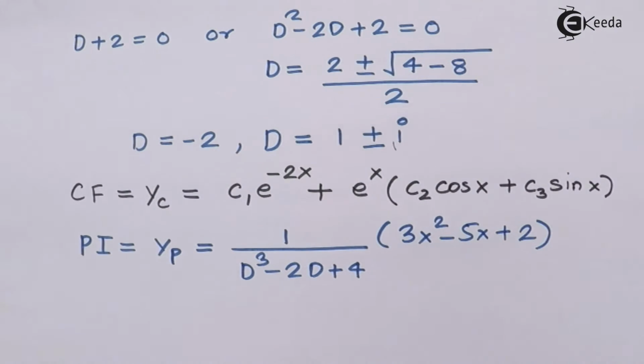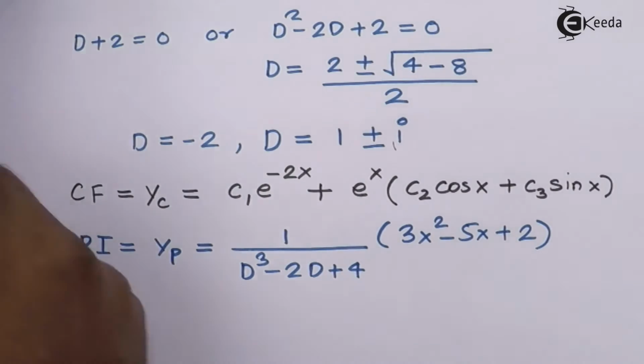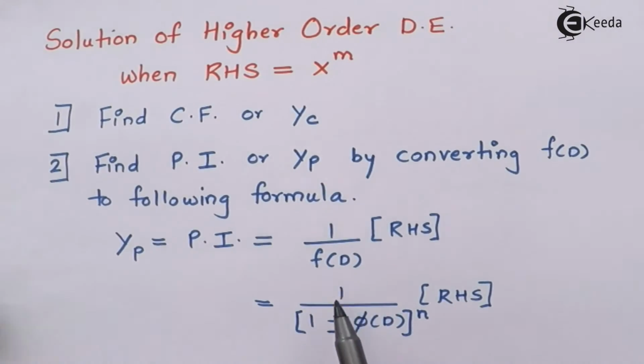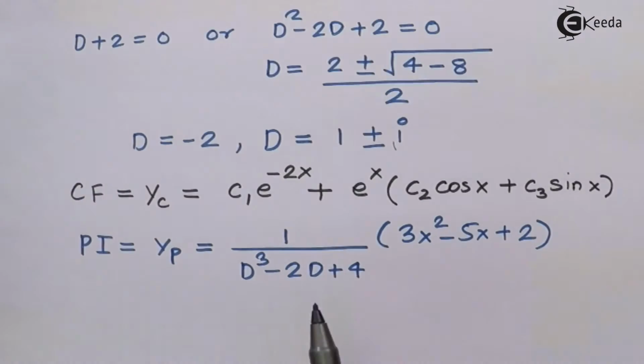Now, if you see the right hand side, it's a polynomial, and whenever we have a polynomial, we convert that denominator in the form of 1 plus or minus f of D raised to n. So here in the rules we have seen that we have to convert that f of D in this format. Now guys, to convert it in this format, here we have constant 4.